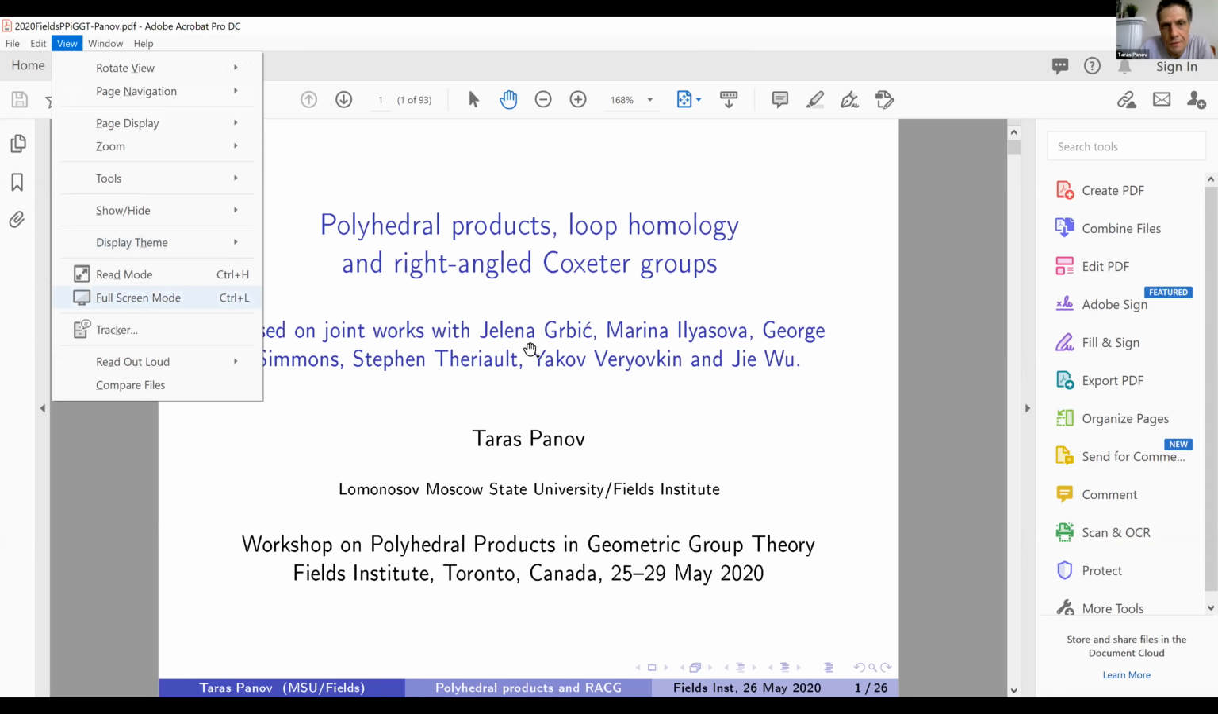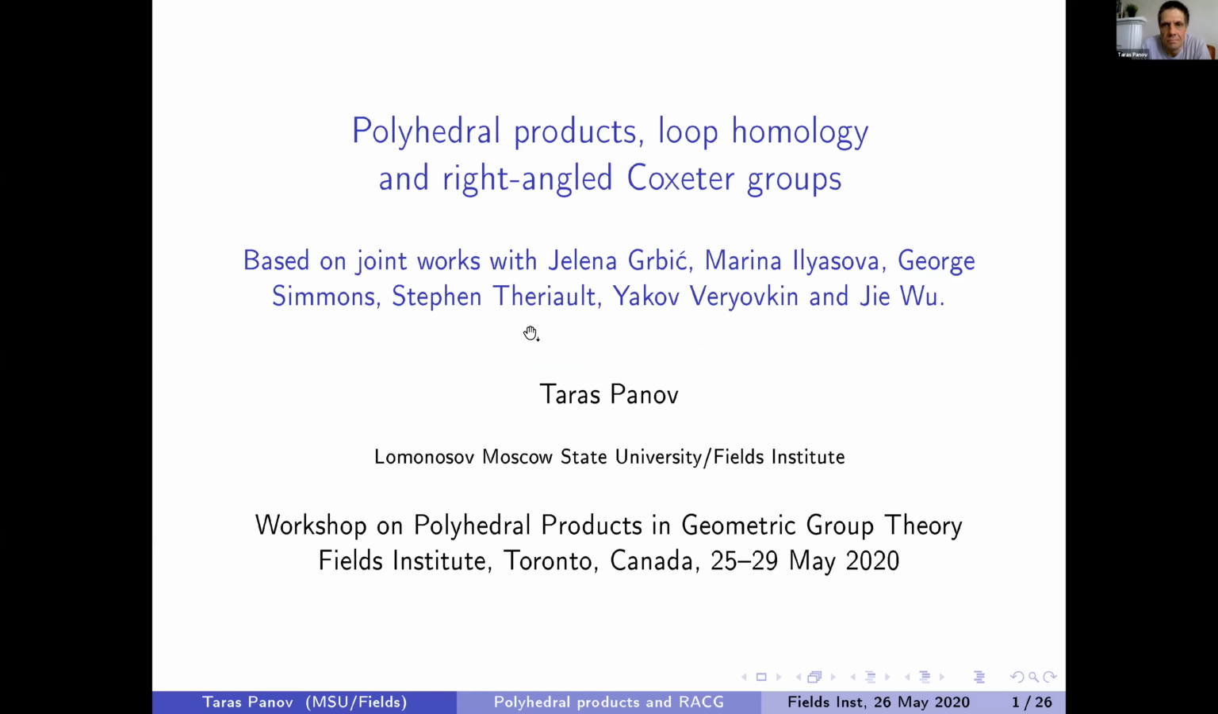I'll talk about some relationships between loop homology of some spaces arising in toric topology and in homotopy theory of polyhedral products, and some structural results about commutator subgroups of right-angled Coxeter groups, and more generally arbitrary graph products of groups.